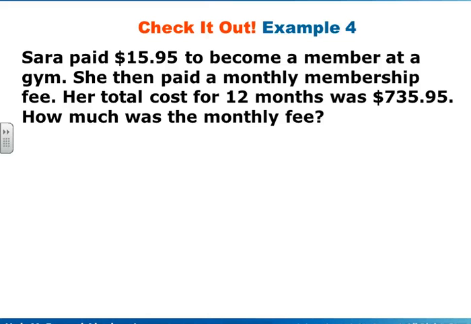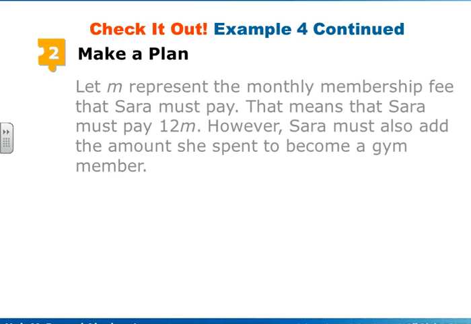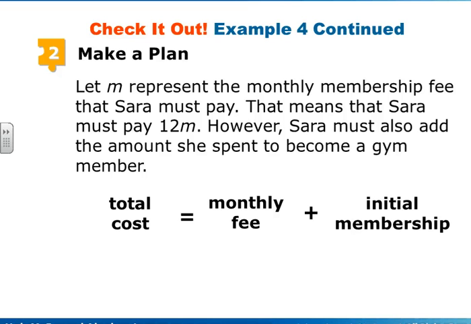Alright, so here we have Sarah paid $15.95 to become a member at a gym. She then paid a monthly membership fee. Her total cost for 12 months was $735.95. How much was the monthly fee? So here we can see that to get the total cost, it's going to equal the monthly fee plus the initial amount that she has to pay.